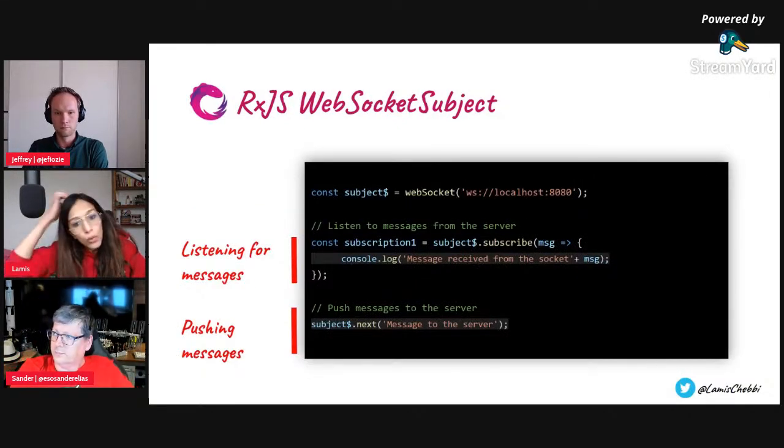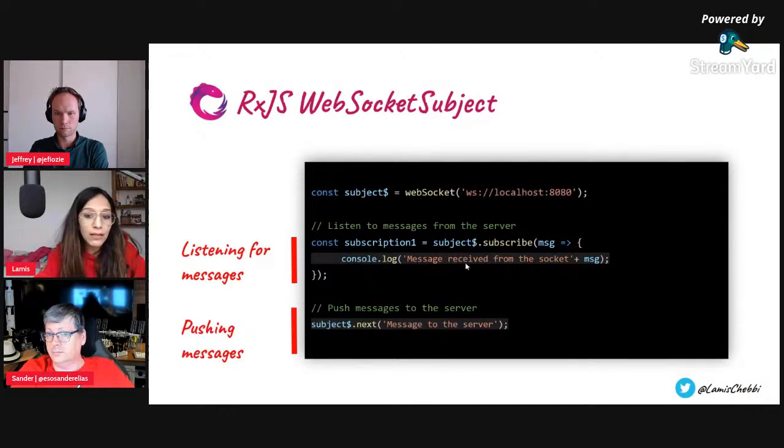So in code, this is what it looks like. I have here a very simple example. This is how we call the WebSocket factory function. This is my RxJS WebSocket subject. Now I will subscribe to it, and this is a callback that simply logs the messages coming from the server. So this is how I listen to messages from the server.